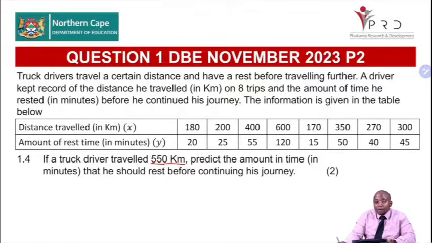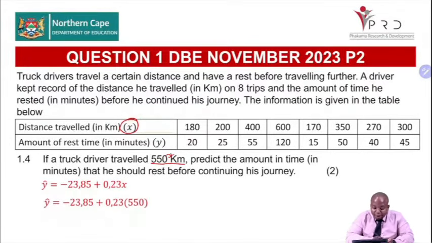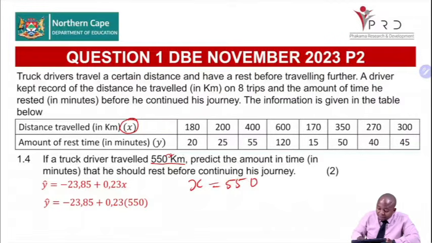We stop there. What is 550? My 550 is the distance traveled, and it is found on the X. So my X in this case is going to be 550. And it says, predict the amount of time. So we're looking at the amount of rest time in minutes in this case. So what they are looking for is Y. How do I know it is Y? Because the amount they want me to predict is the variable represented by Y. So I'm looking for the Y.